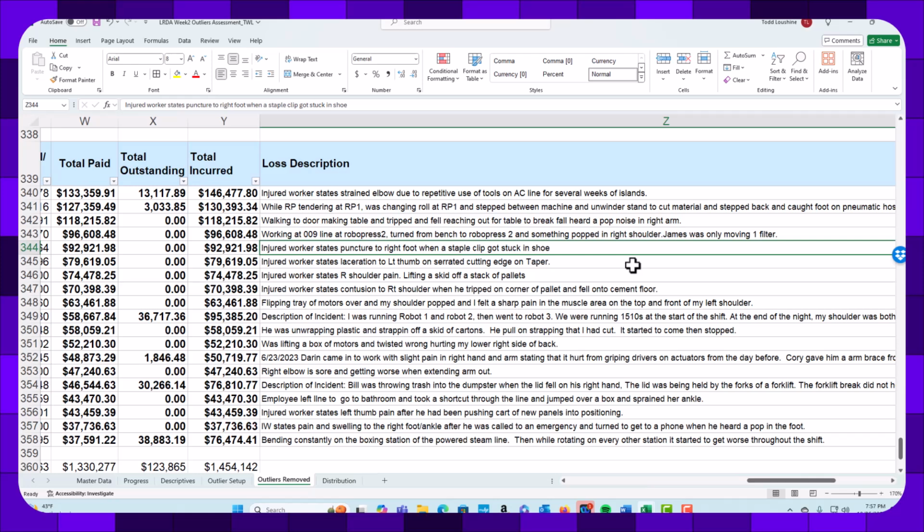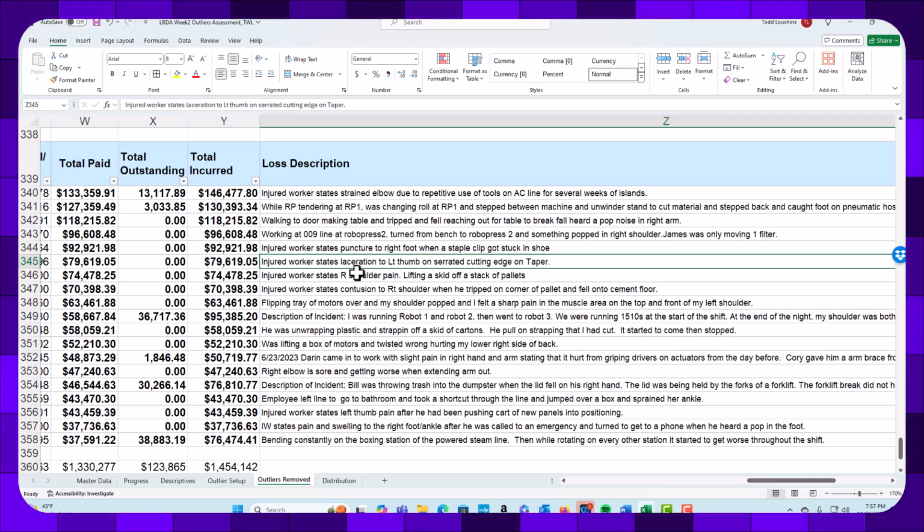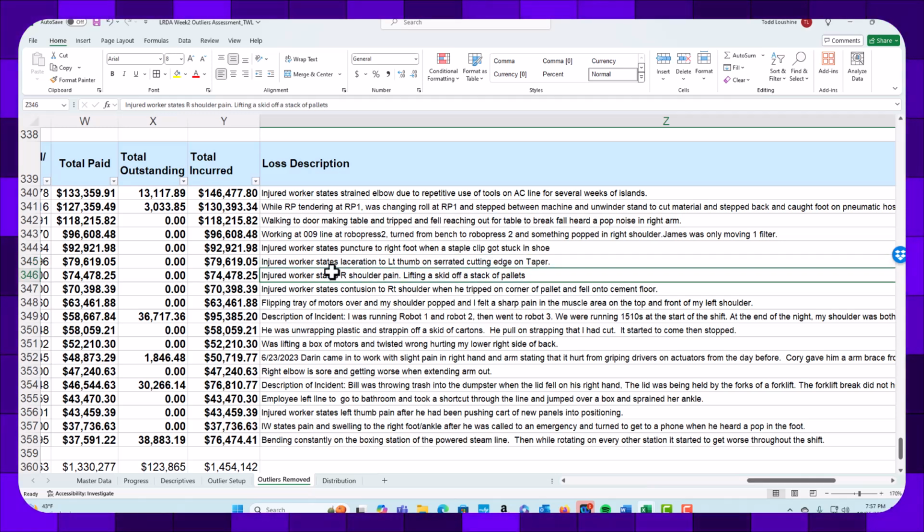Worker punctured right foot when a staple clip got stuck in shoe. Okay, like a housekeeping issue, maybe. Injured worker laceration to left thumb. I think that's what LT stands for, left thumb, on a cutting blade. Okay. What are they doing? Putting their unprotected hand near a cutting blade. Injured worker, right shoulder pain, lifting a skid off a stack of pallets. Sounds like something that's commonly done. Injured worker states contusion to right shoulder when he tripped.